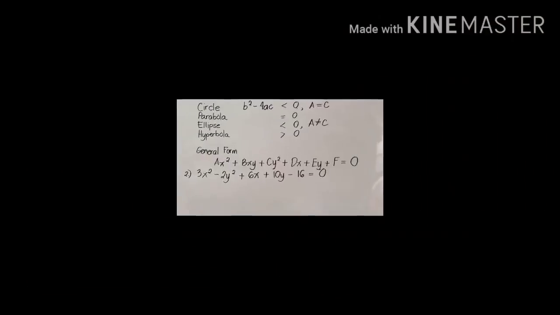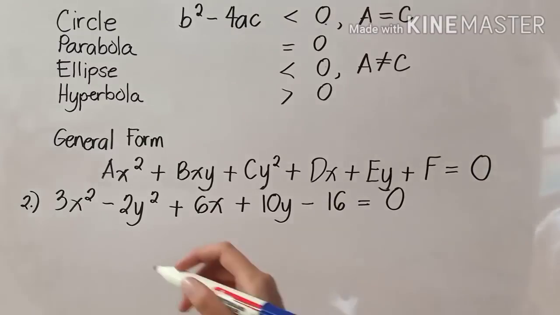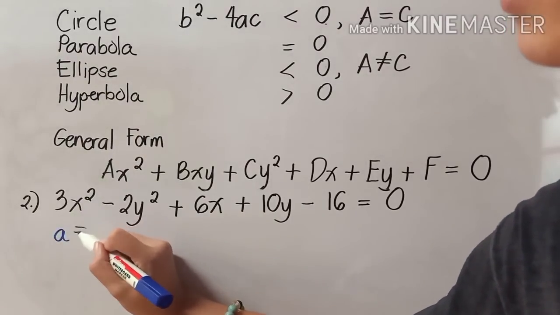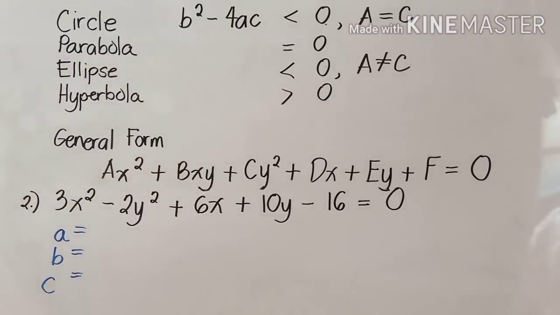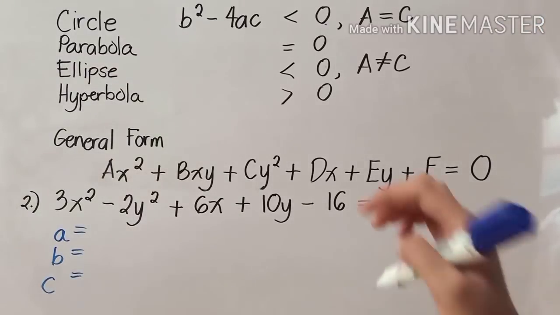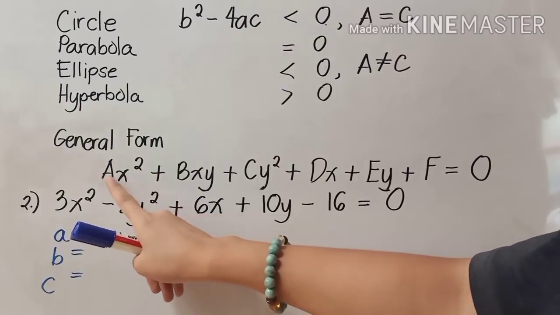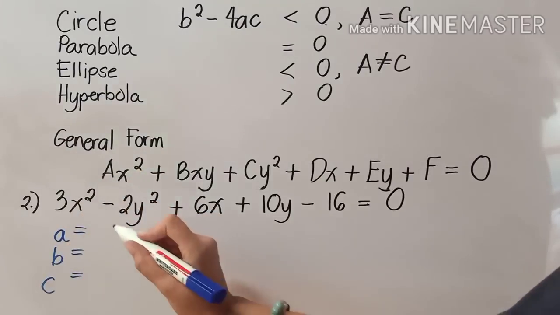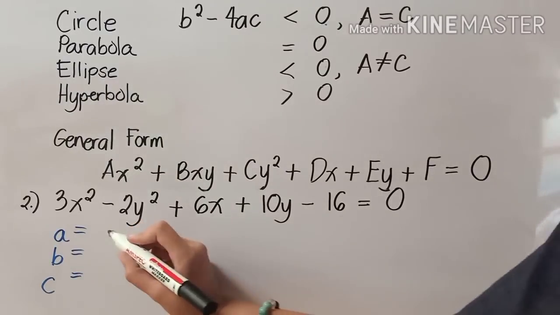Let us now proceed to example number 2. 3x squared minus 2y squared plus 6x plus 10y minus 16 is equal to 0. Again, let's get the values of a, b, and c first. In the general form, x squared is beside a, and in our given, 3 is beside x squared, therefore our a will be 3.